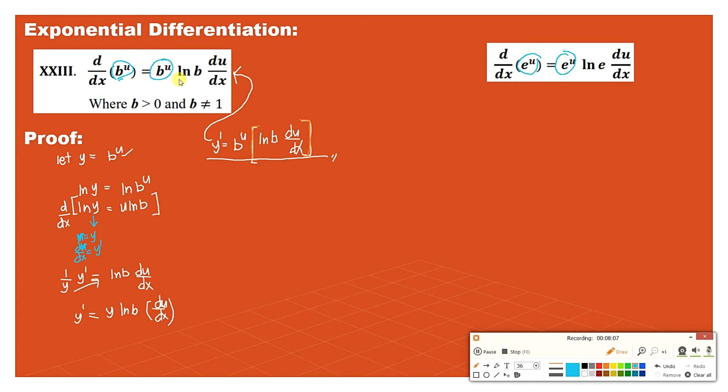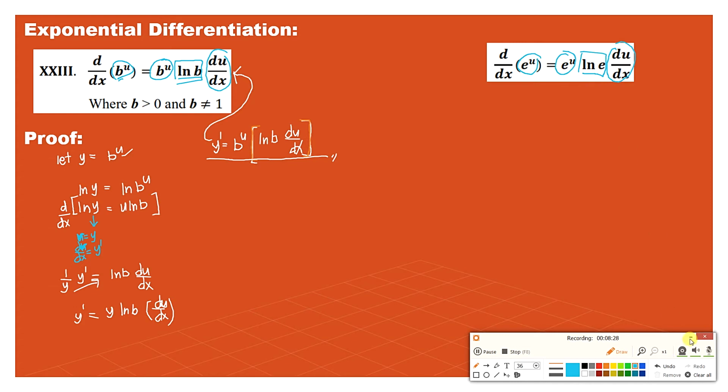Tapos, may idadagdag na ln of b, kasi ang base ko ay b. So, may dadagdag na ln of e, kasi ang base ko ay e, times du over dx. So, parang ganun lang rin. Kung gusto nyo i-explain sa sarili nyo, gayahin nyo yung proving ko.